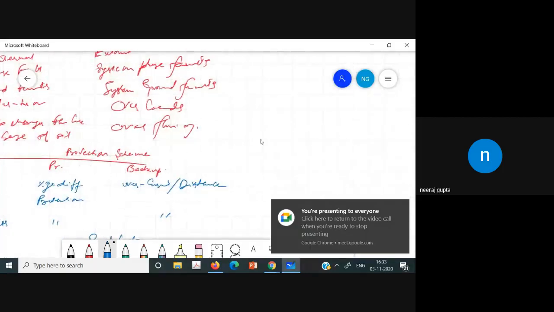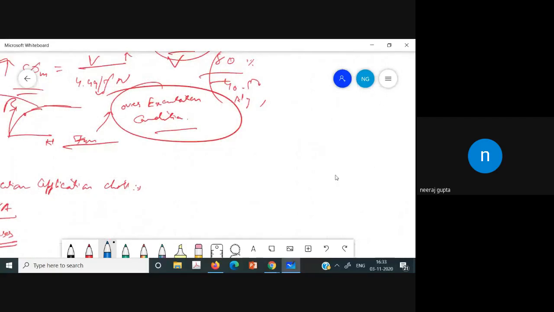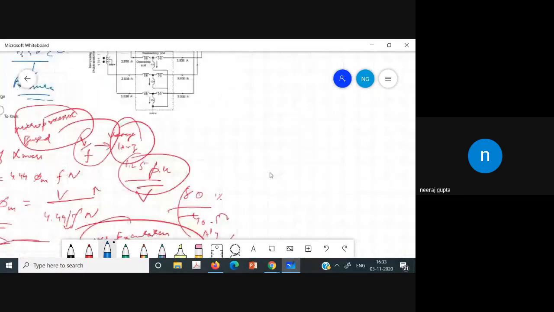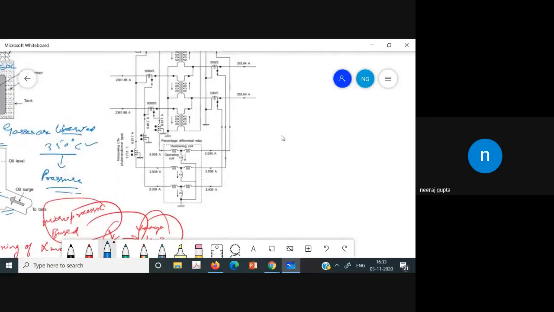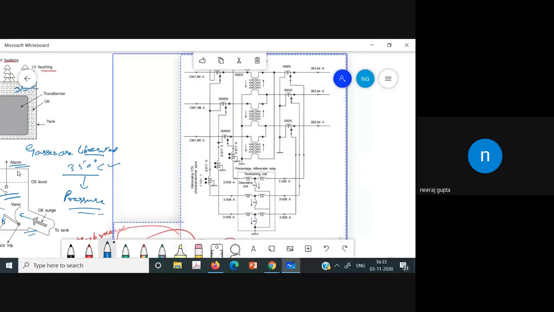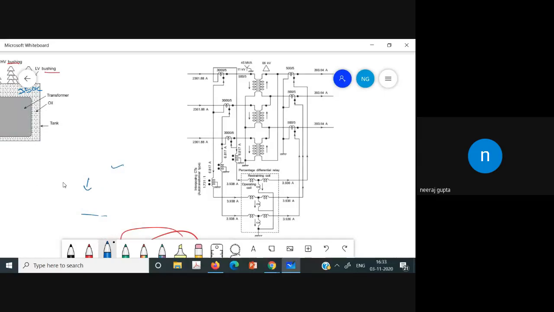Now, this is all that we have discussed, and one problem is there. I will give it to you in the tutorial, and I will also give the solution, so you can better understand how you can fix the relay and how you can have the different connections of the relay. So this is the diagram of that.